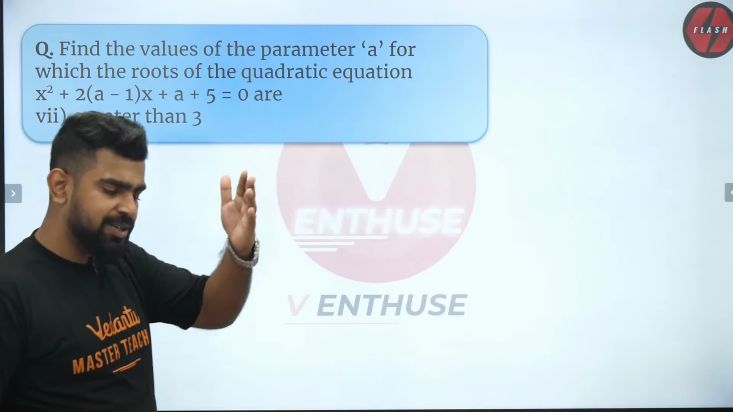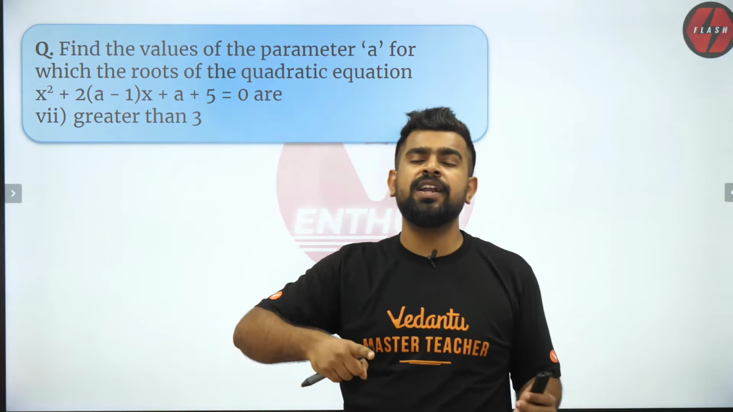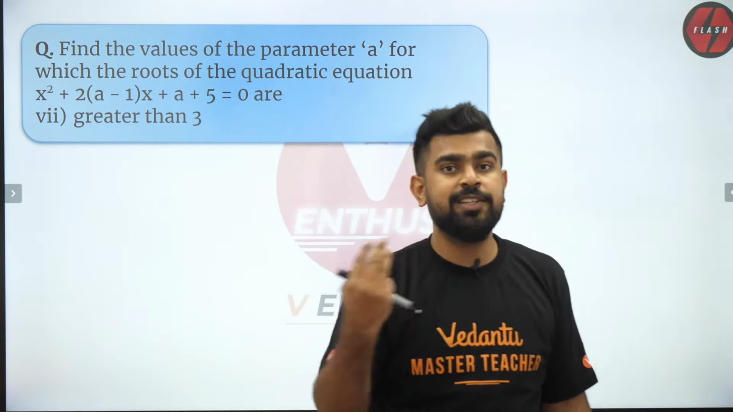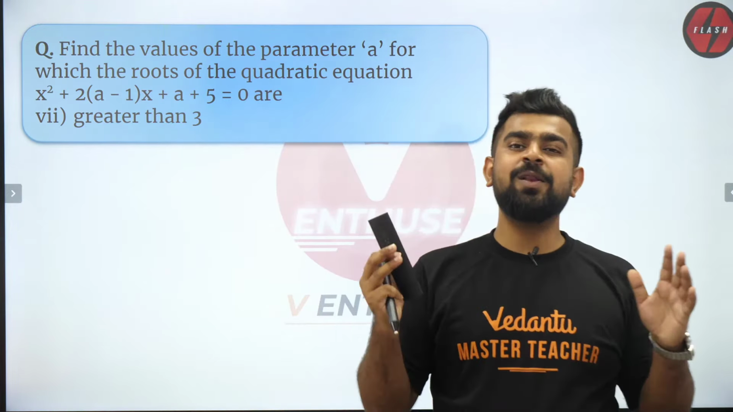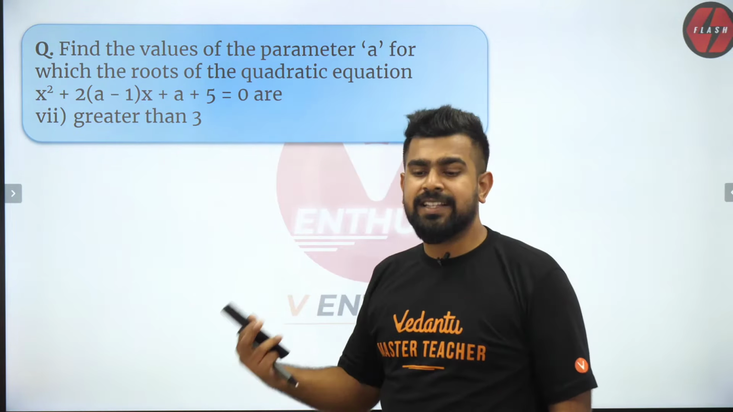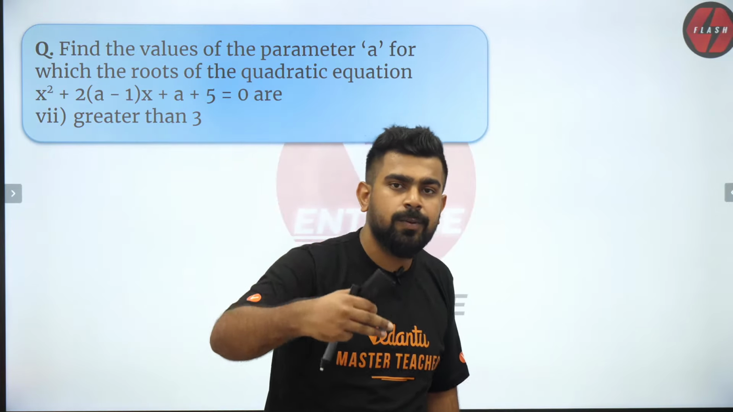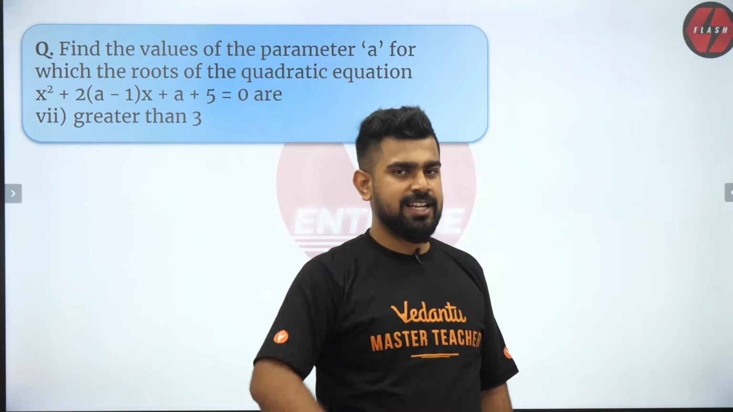What are the conditions? Can you guys let me know? First, the discriminant. Is the discriminant greater than 0, greater than or equal to 0, less than 0? You tell me in the chat. I will be watching it. The discriminant should be greater than or equal to 0, or less than or equal to 0, or equal to 0, or greater than 0. Whatever you think is right, let me know.